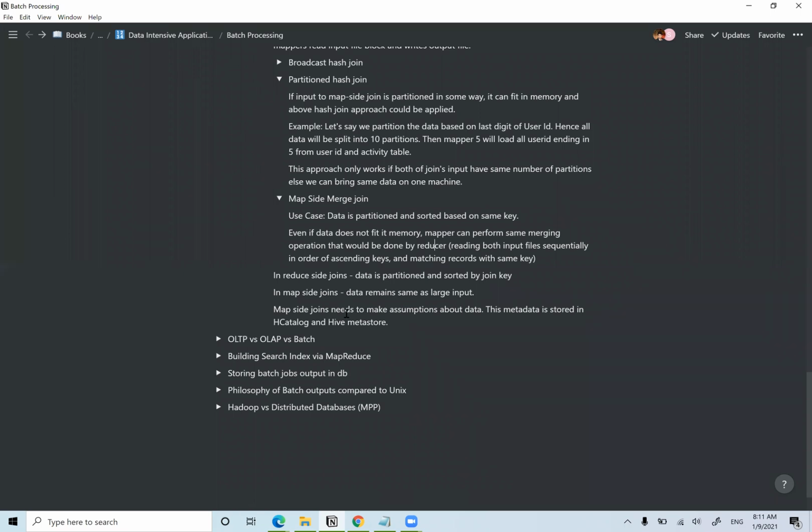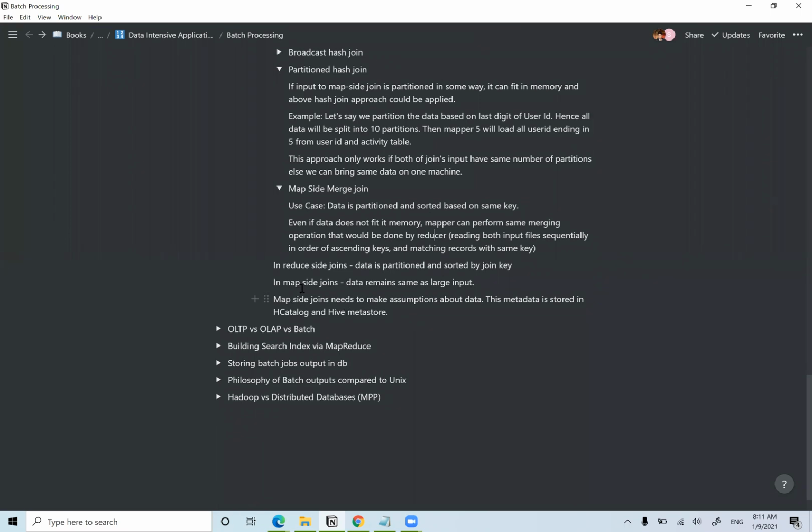And then the other thing that was mentioned was that these assumptions about the data in map side joins are stored in some metadata store, which is called HCatalog and Hive metastore.